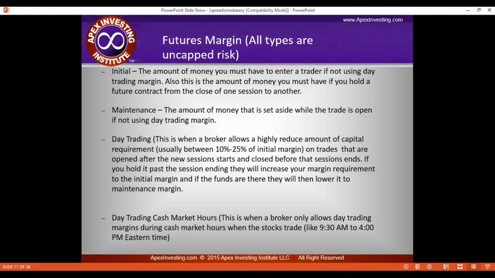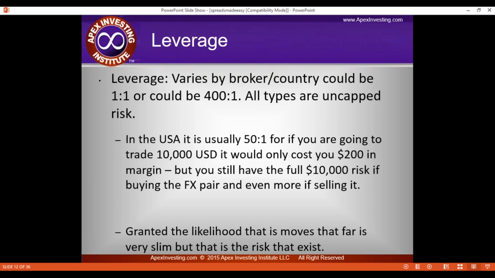With day trading margin, the broker allows a highly reduced amount of capital, usually only 10 to 25% of the initial margin, on trades that are opened after the new session starts and closed before that session ends. Meaning if you're a day trader and you're just trading throughout the day and you're not holding something into the next session, or maybe you're only holding it for a few minutes or a few hours. You have day trading cash market hours. That's when the broker only allows day trading margins during cash market hours, when the stocks trade, like 9:30 to 4. Some of you are like, okay, I don't understand all this margin. What is all this about? Well, I'm going to show you some examples here.